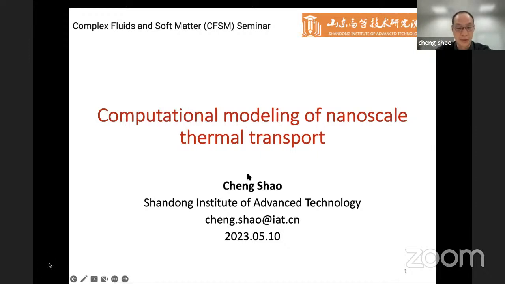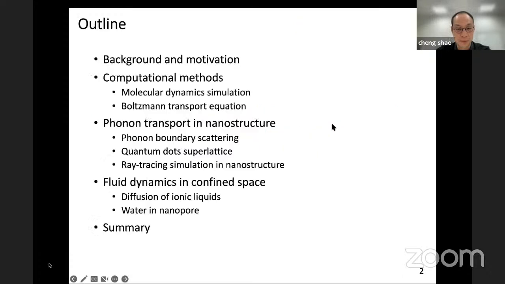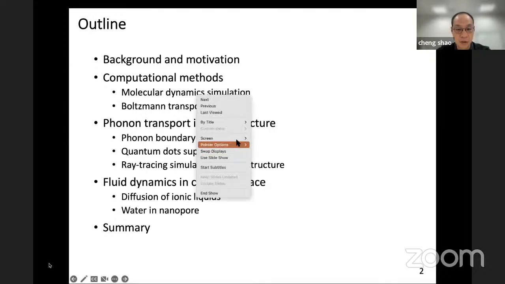My name is Chen Shao, and today the title of my talk is Computational Modeling of Nanoscale Thermal Transport. This is the outline of my presentation. I will first give some background and the motivations. Then I will review the most commonly used numerical methods to study nanoscale heat transfer. Basically, there are molecular dynamics simulation and Boltzmann transport equations.